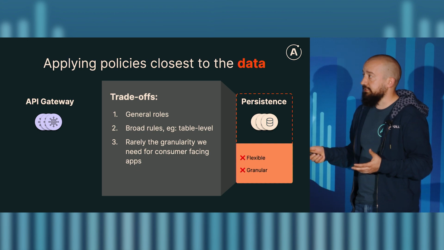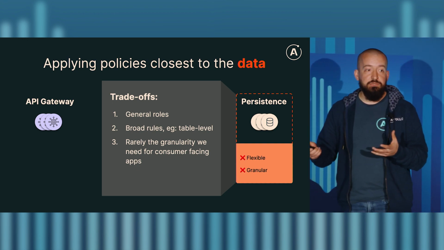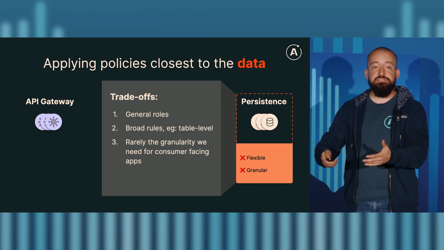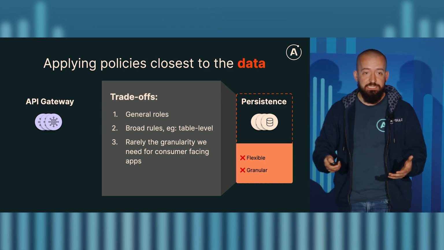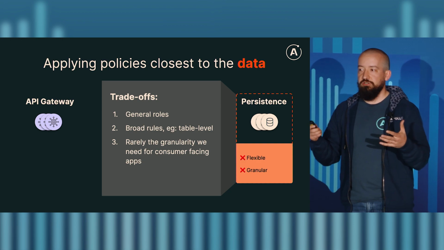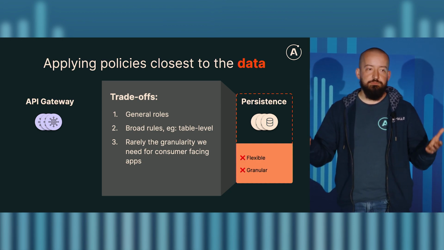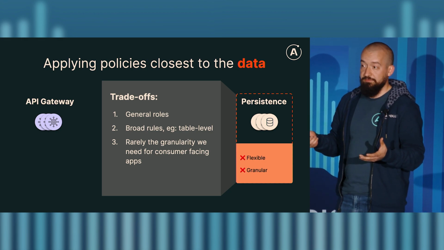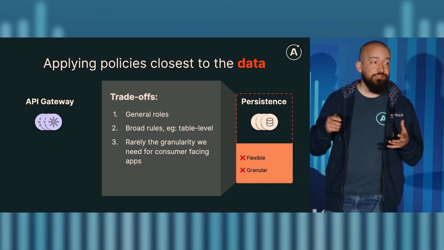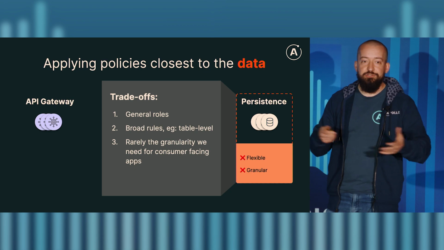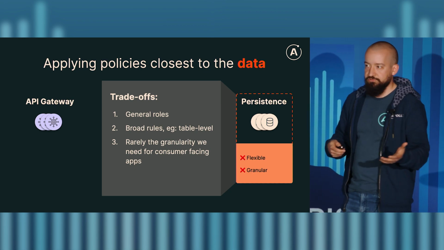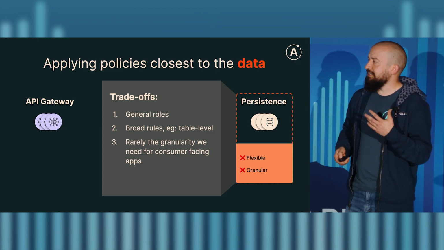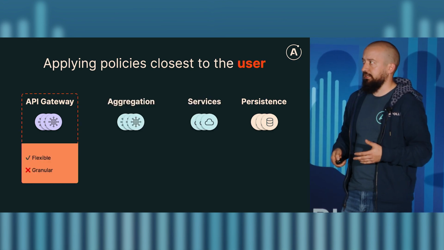The downside of this is that while we can apply very, very strong security at this level, if we only secure our requests at the database, we're really just securing these general roles. We're securing tables or databases at a time. It doesn't have the granularity that we need for most of our apps. We're not gonna go and just add a new username and password for every single user of our application. That's absurd. So it's not very flexible, and it's not really all that granular.